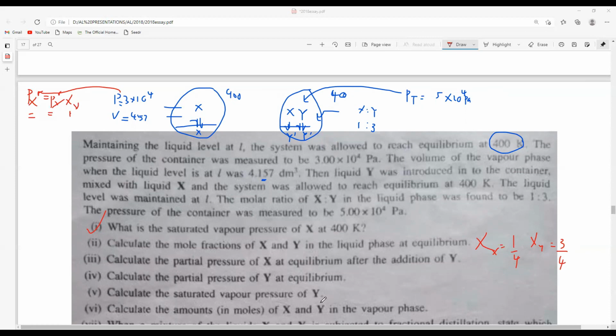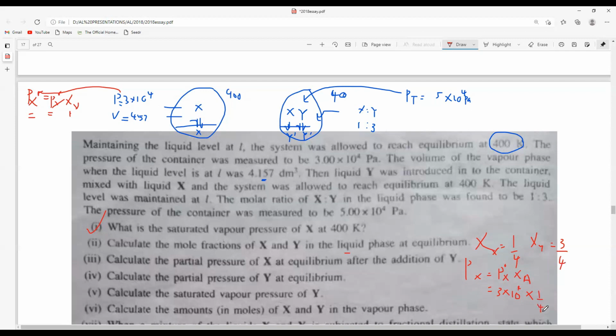Calculate the partial pressure of X at equilibrium after the addition of Y. So from the first case, you find the saturated vapor pressure of X. So here you just have to add the Raoult's law. So Px will be equal to P naught X XA. P naught X you already found, that is 3 into 10 to the power 4 from the first case. And XA is found here, that is XA in the liquid phase. That is what it is in the Raoult's law also.